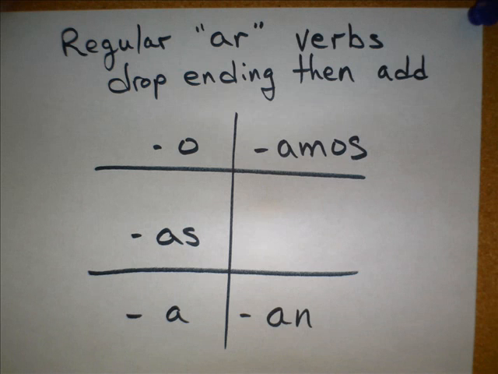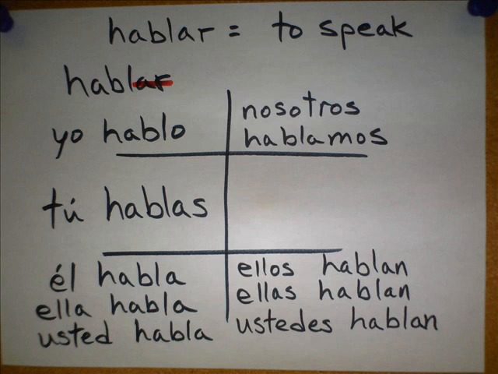In order to conjugate verbs in Spanish, typically you would just remove the ending. In this case we're talking about AR verbs, and add the new ending as you see in the chart here. So if we take this same verb as we used before, to speak, which is hablar in español, we drop the AR as I explained, add the new endings, and come up with yo hablo, tú hablas, él habla, ella habla, usted habla, nosotros hablamos, ellos hablan, ellas hablan, ustedes hablan.